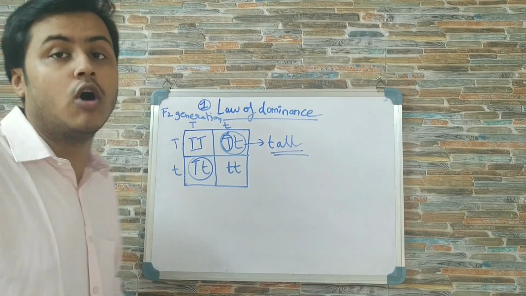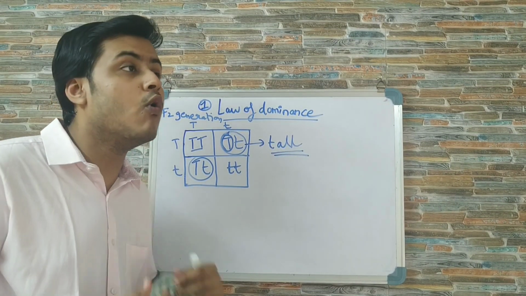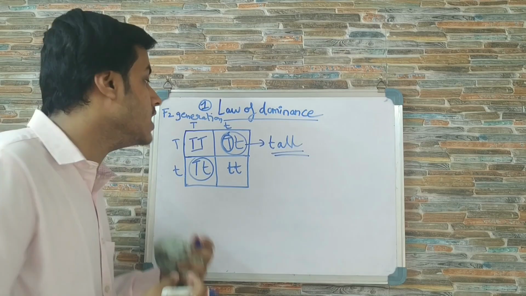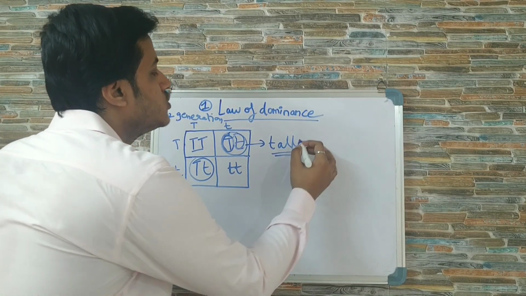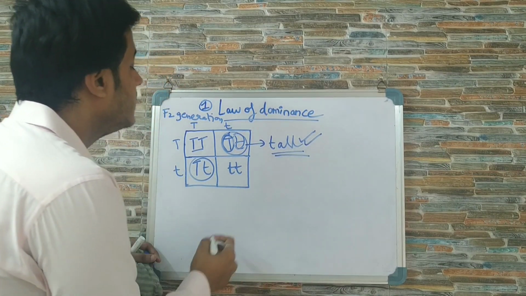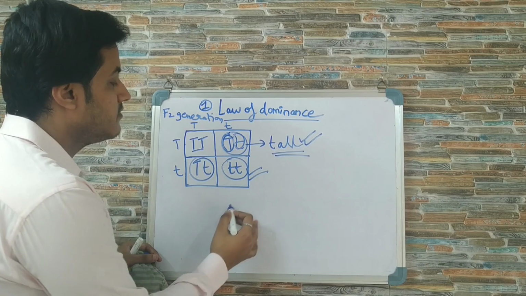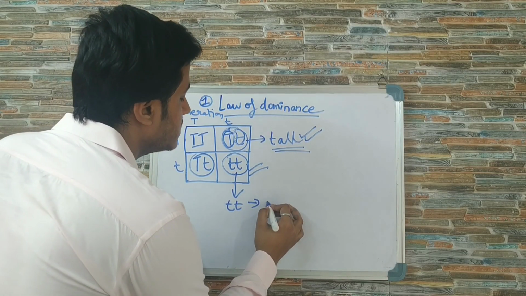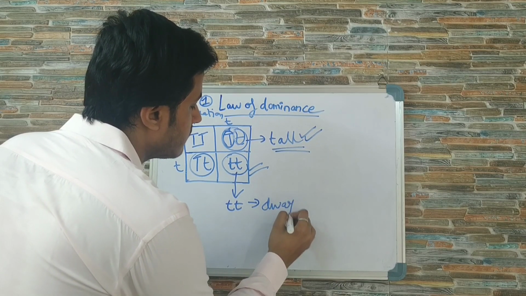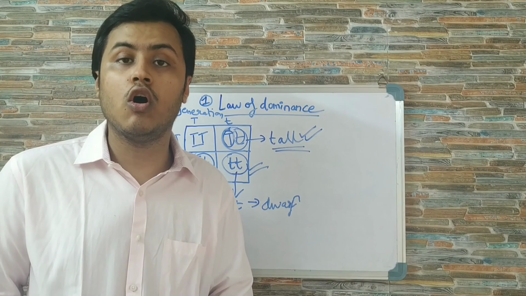This is what law of dominance is all about, that only one of the characters overcomes or dominates the other allele of the recessive parent, and that is why the hybrid is tall. But this does not apply for the homozygous recessive parent, that is small t, which is dwarf. So this is all about law of dominance.